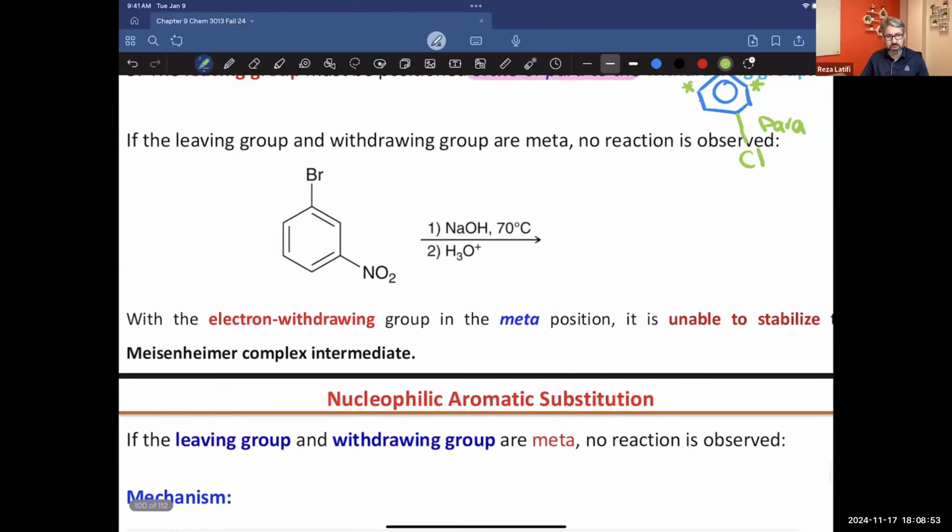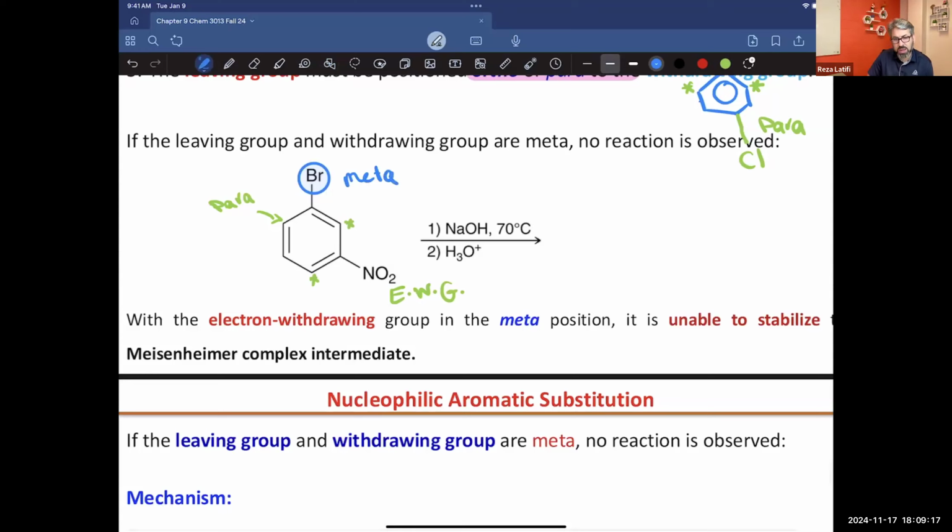And in this case, we have our electron withdrawing group. So this is going to be the electron withdrawing group. And as you see, in ortho position, we have nothing, and this is going to be the para position, while the bromide, our leaving group, is in meta position relative to the nitro group.